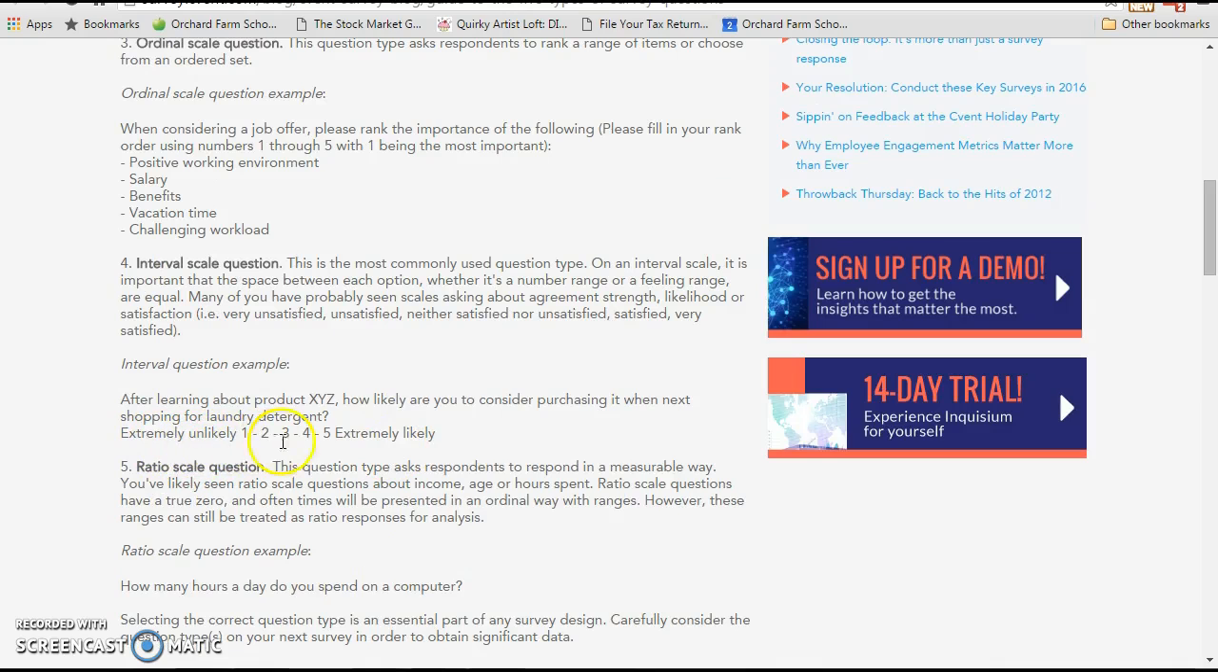But that's where you give them that scale. How likely are you to use this laundry detergent? And you'd have like a 1, 2, 3, 4, 5. And down here you put extremely unlikely and extremely likely. And then they're just basically ranking where on this whole scale they fall. It's a great type of question.